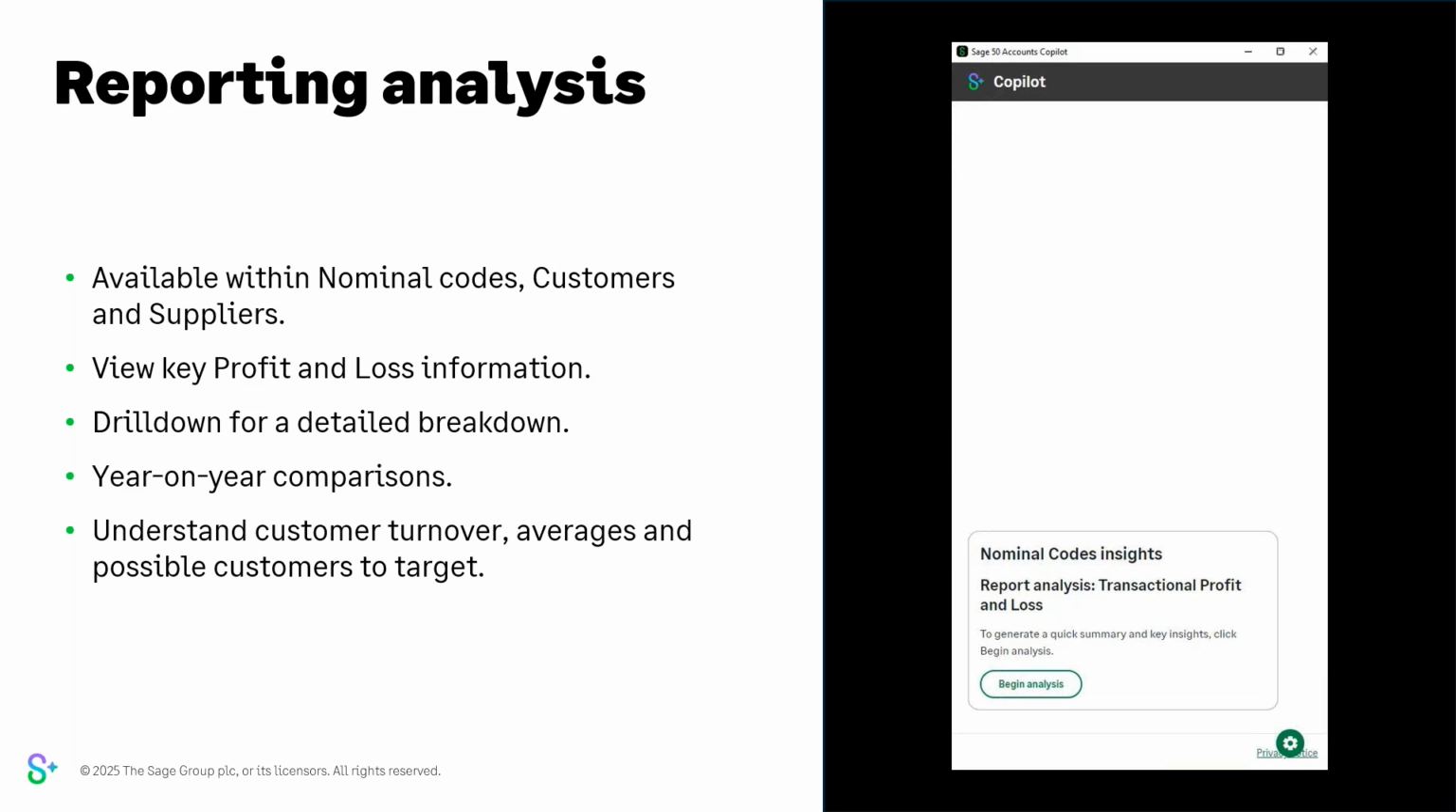Right, our last Copilot Insights area that we're going to explore today is reporting analysis. Now, the insights supporting this are available in nominal codes and also the customers and suppliers ledgers. In nominal codes, you access the Copilot Insight, click Begin Analysis, and off you go. It's that simple. So Copilot guides you through to easily access key financial information with, again, links to reports so you can access detailed information if needed.